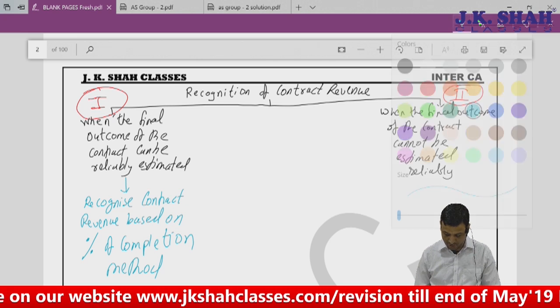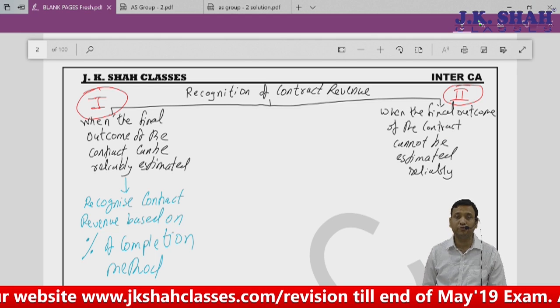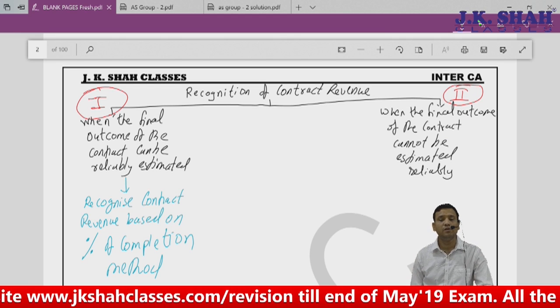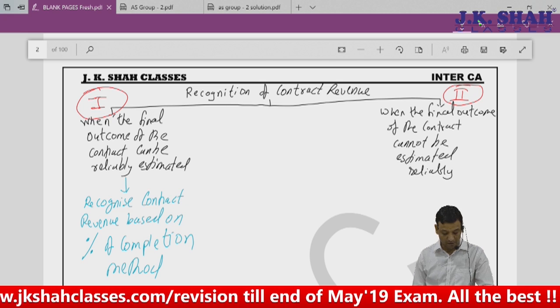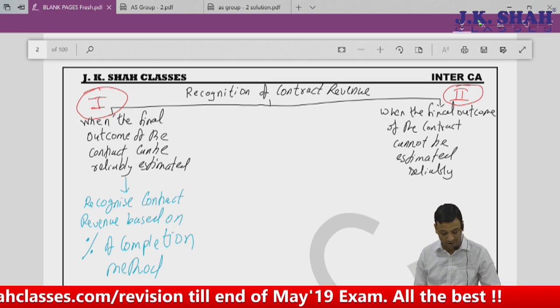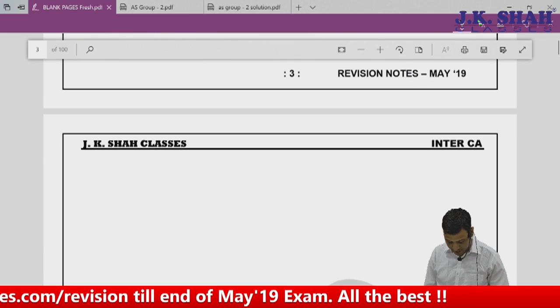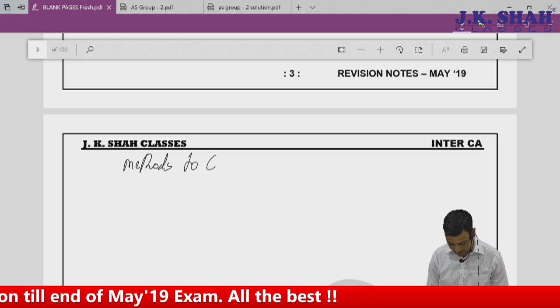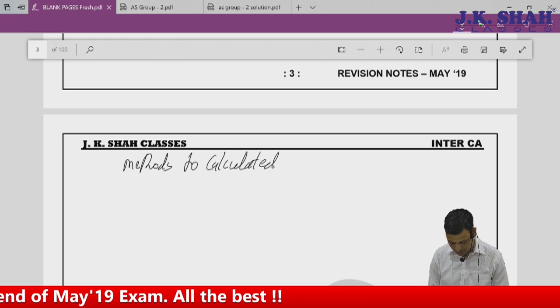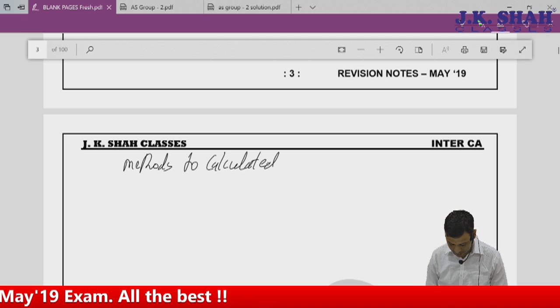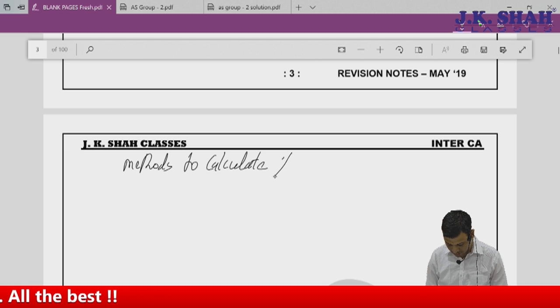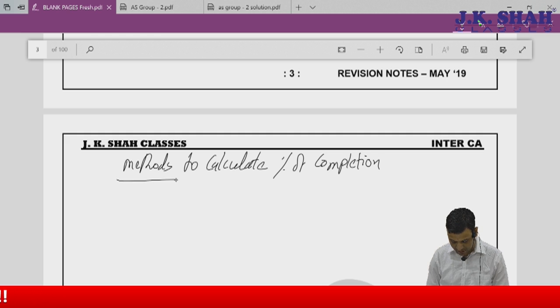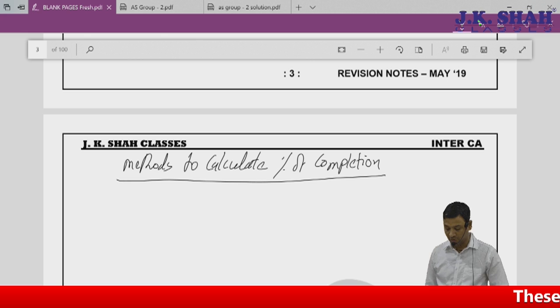Let's understand what is to be done for this. Here you have to recognize revenue based on the work completed, the percentage of completion. Now how to find out the percentage of completion? Methods to calculate percentage of completion: you should recognize revenue only to the extent of work completed.